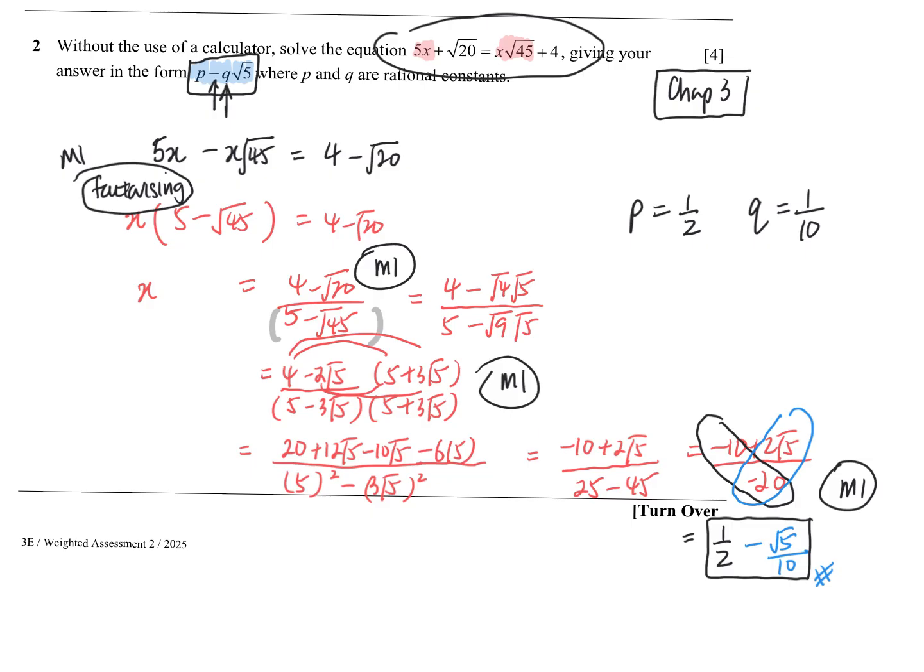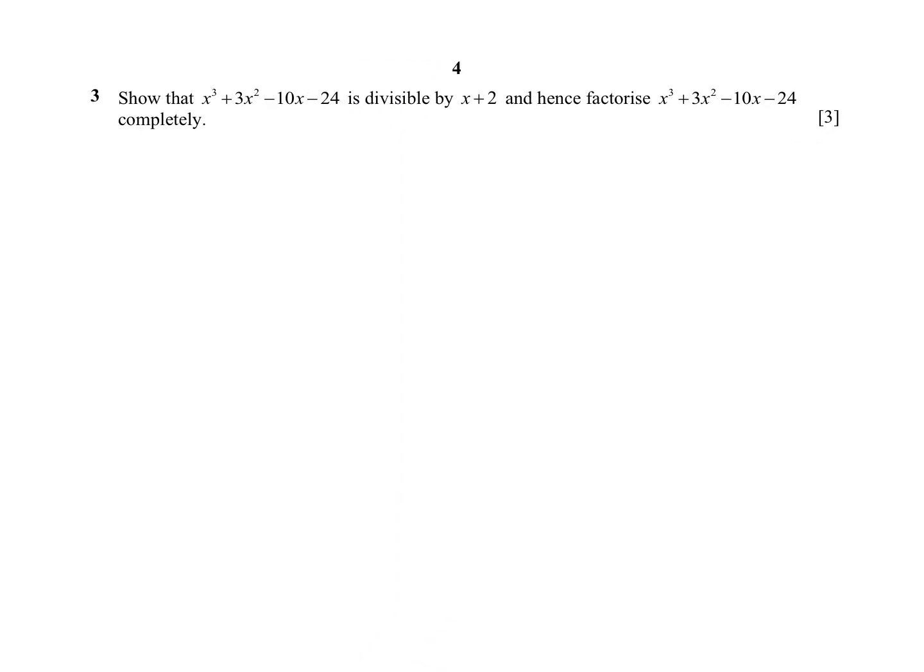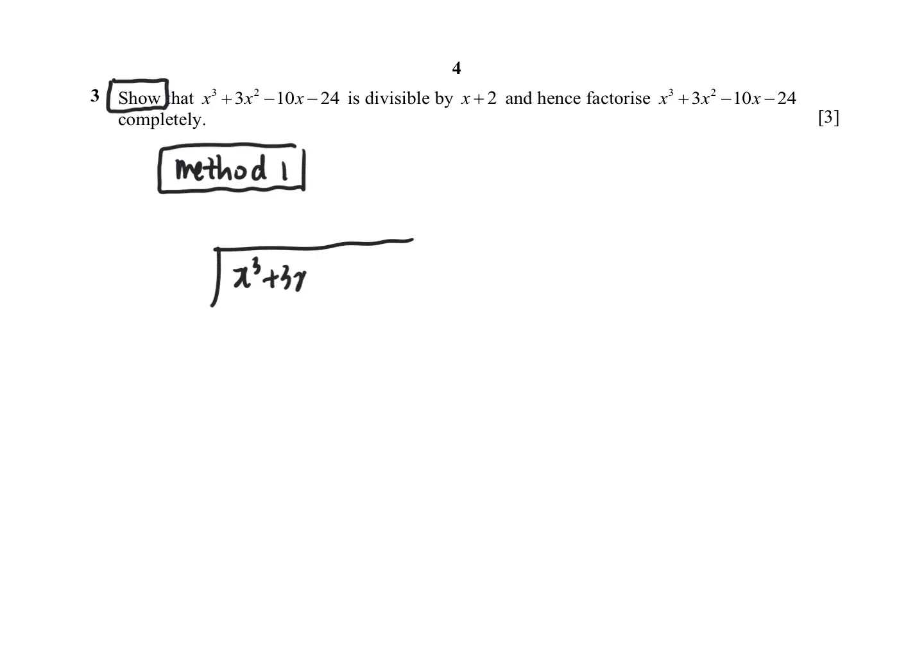Okay, next one. Let's look at 3. They want you to show that this thing is divisible. So you have 2 ways. Method 1, you do a long division. Show me that there's no remainder. So this is one way.